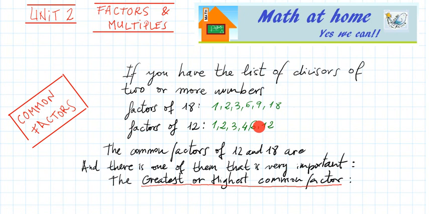And now, if we want to find the common factors, those are the factors that are factors of both. So the common factors of 12 and 18 are 1, 2, yes, 3, 6, and that's it. So we copy 1, 2, 3, and 6.